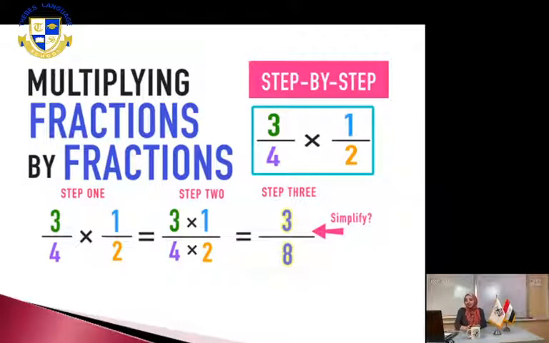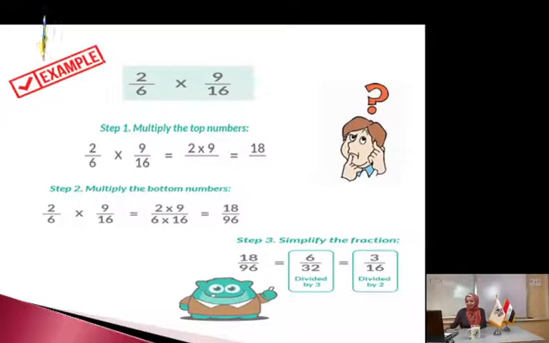Here we have 3/4 multiply 1/2. So we will multiply numerators, then multiply denominators. 3 times 1 will be 3, and 4 multiply 2 will be 8. 3/8 is a simplified fraction. We can't simplify it, okay? Next.